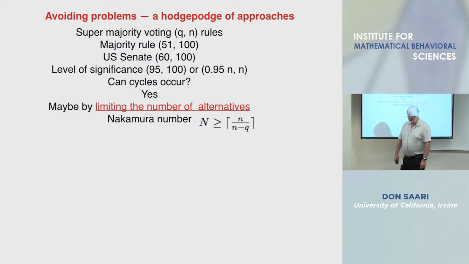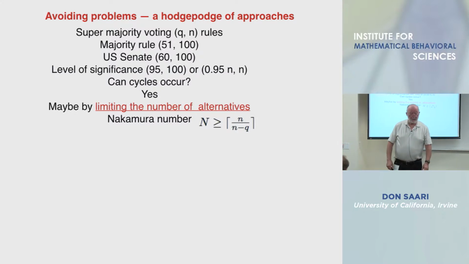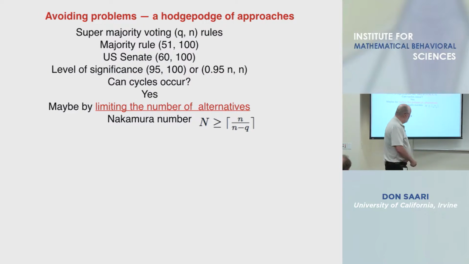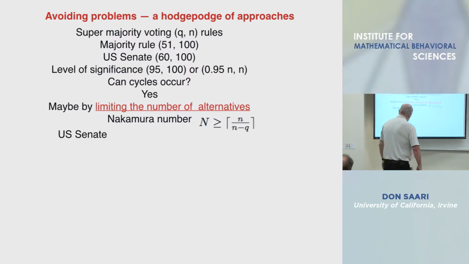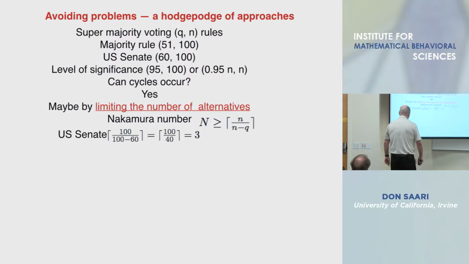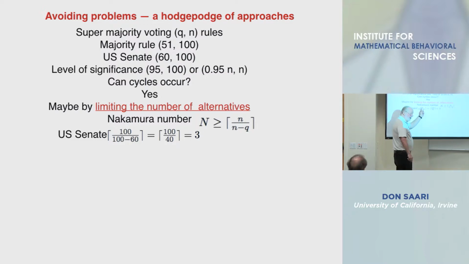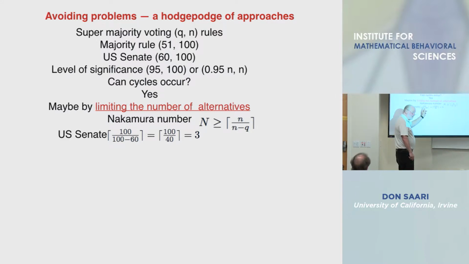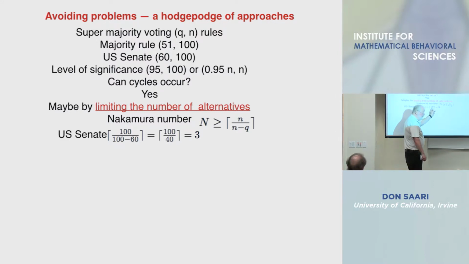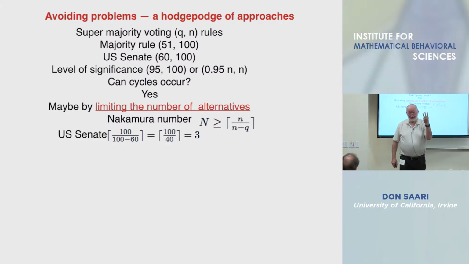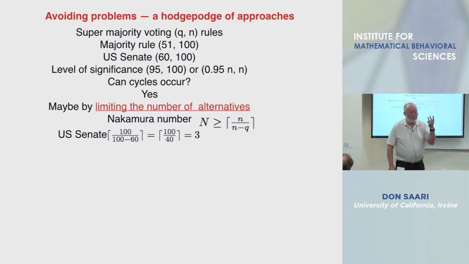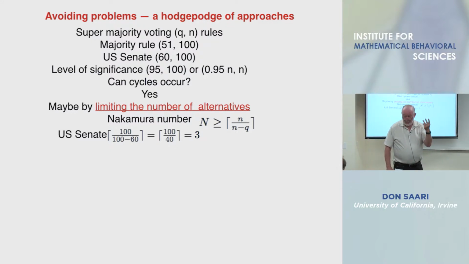Okay, and this was proved with combinatoric type arguments. Now, let's take some examples. The US Senate, I have 100 voters. The difference between quota and n, which is n minus q, is 40. That's 2.5, which rounds up. So if I have 3 alternatives, even with a threshold of 60 votes, you can have A beating B, B beating C, and C beating A.